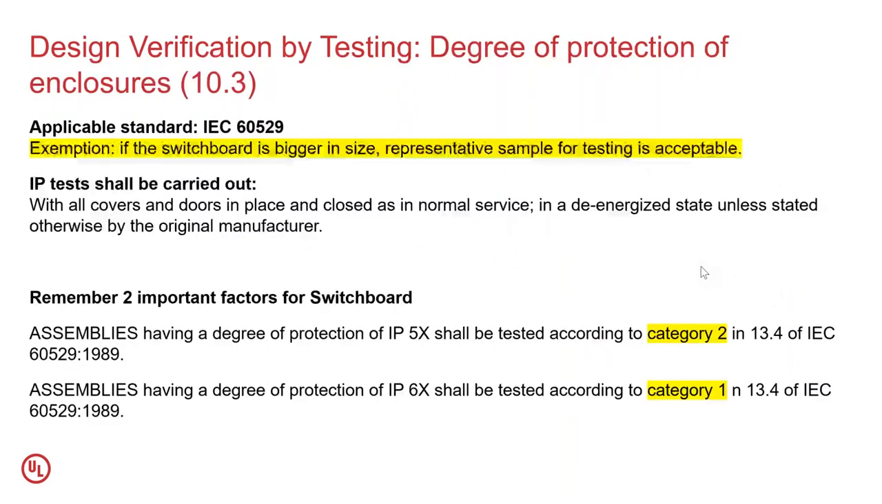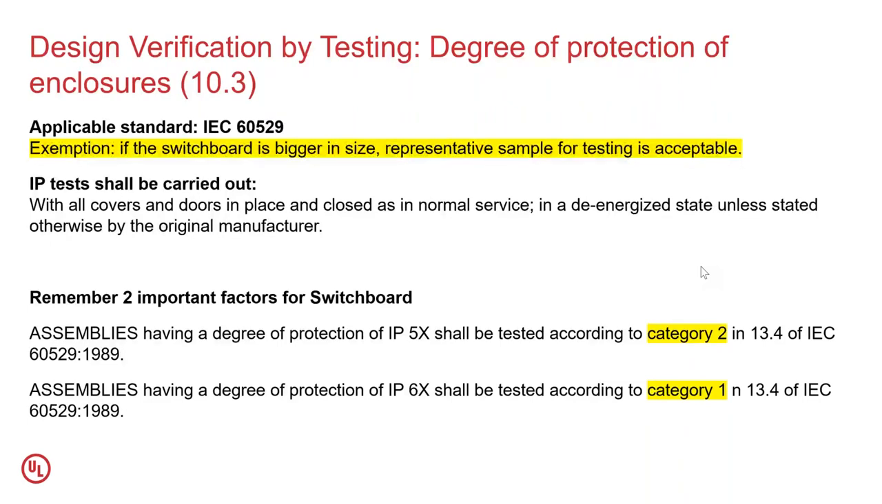Then is the very important degree of protection. Again, as I mentioned, it is to avoid foreign objects entering, or to protect from rain and dust. There are two characteristics: the first numeral and the second numeral. We use IEC 60529 as the base standard for IP testing.